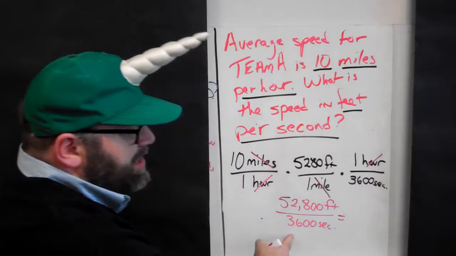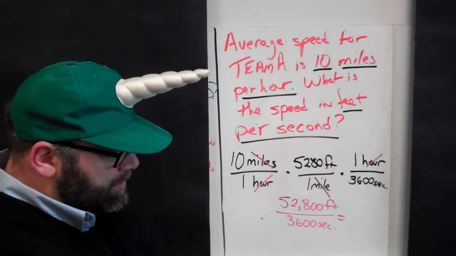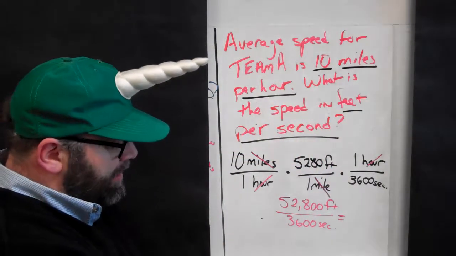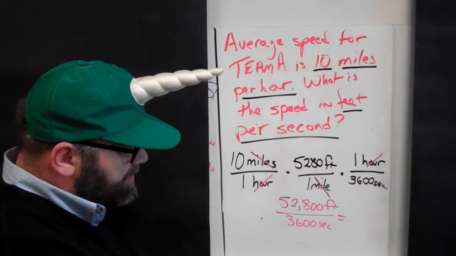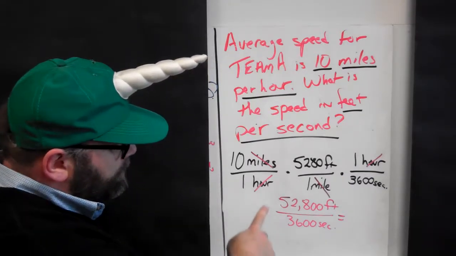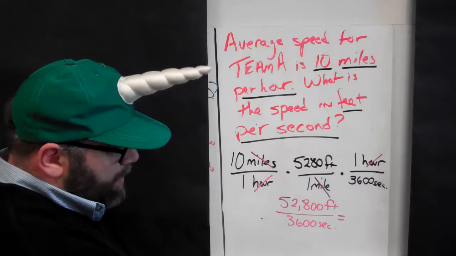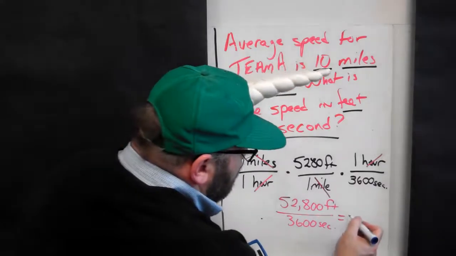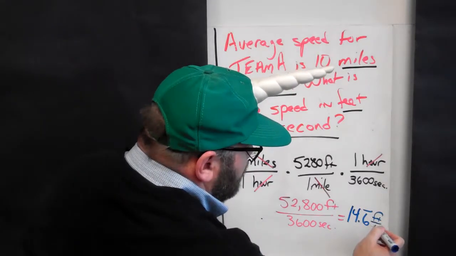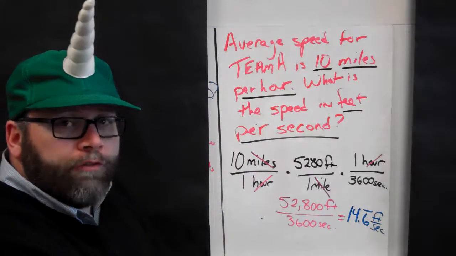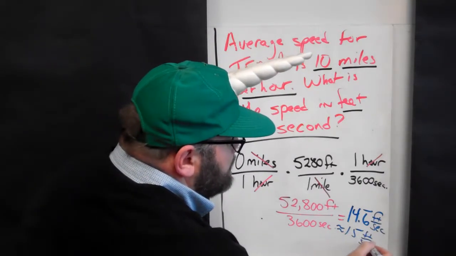Now at this point, we're still looking at an hour. This is an hour's worth of seconds. So I need to actually divide this now. And when I divide it with my handy dandy TI, I take 52,800, my numerator, divided by 3,600 seconds, and what I get is 14.6 repeating feet per second. Or if you wanted to estimate it, it's about 15 feet per second.